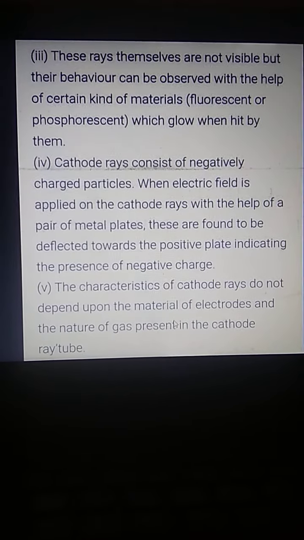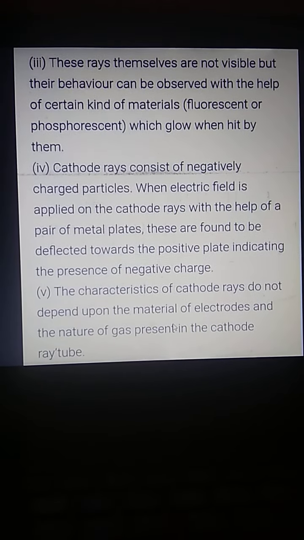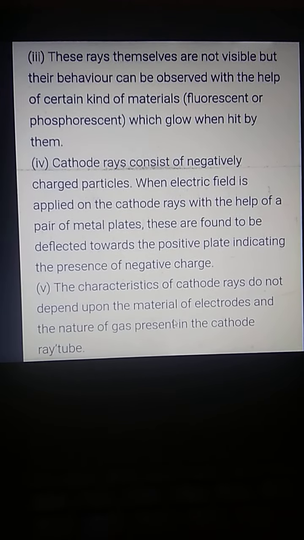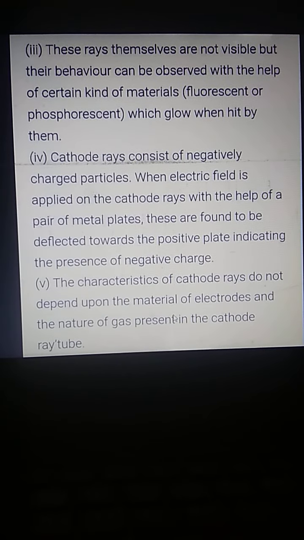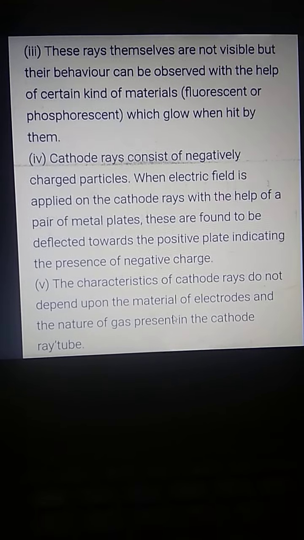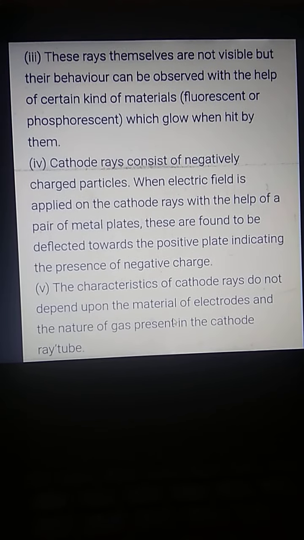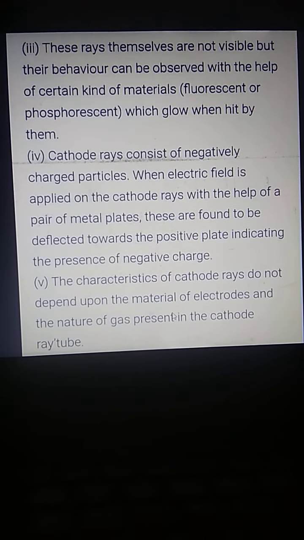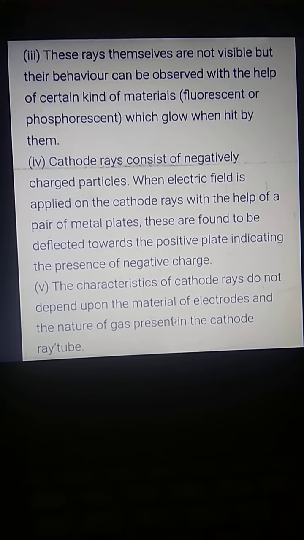This we have read. Next point is that these rays themselves are not visible. I already told you that these are invisible rays. So how do we confirm it? We confirm the movement of the rays by using a fluorescent substance. When the cathode rays strike that fluorescent substance, it begins to glow, and it confirms the rays are moving from cathode to anode.